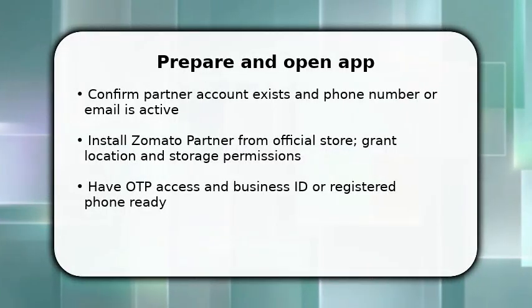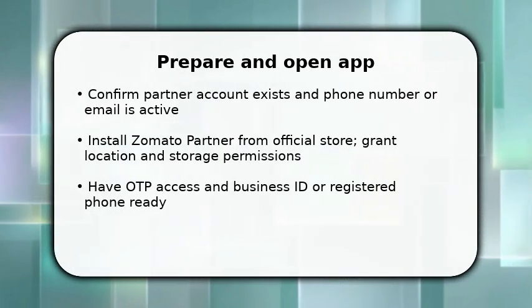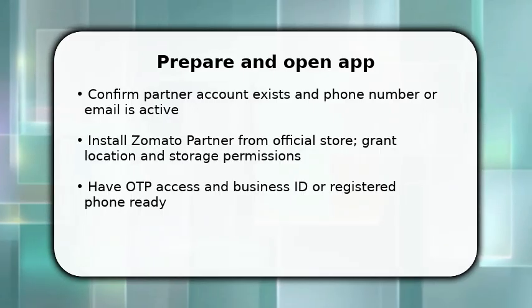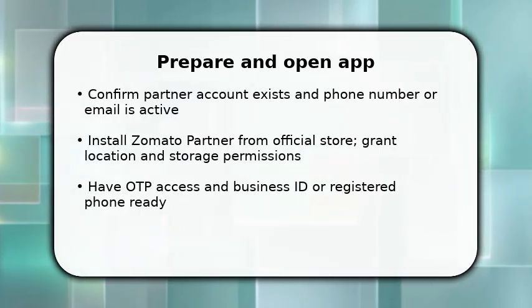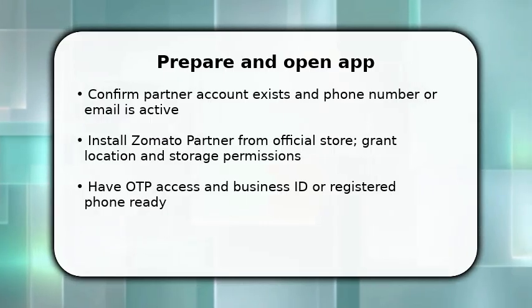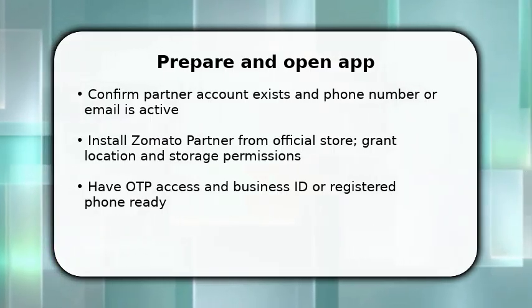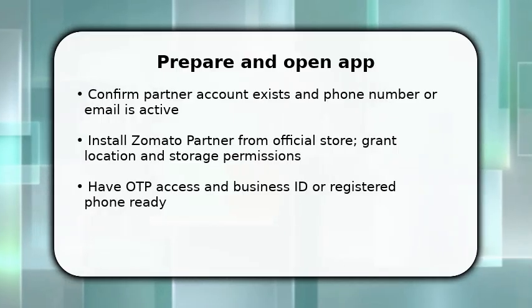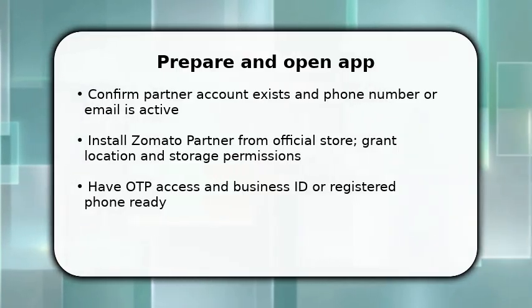You start by confirming your partner account and that the registered phone or email works. This avoids delays when requesting OTPs. Once done, open the Zomato partner app you installed and allow location and storage, because the app needs permissions to show orders and upload menus.